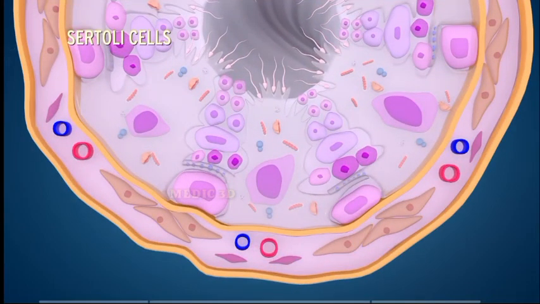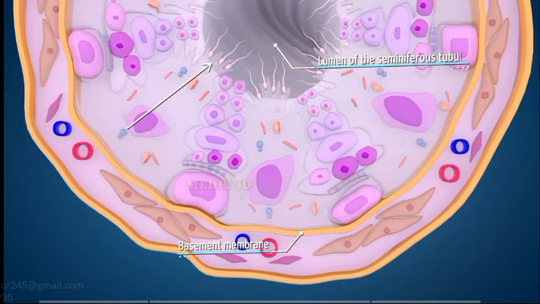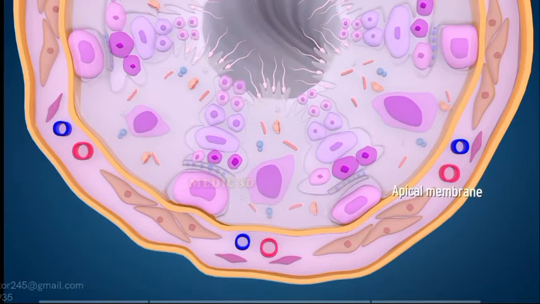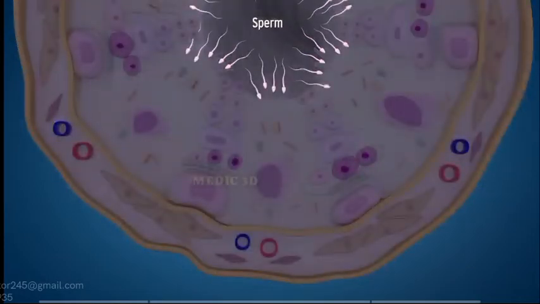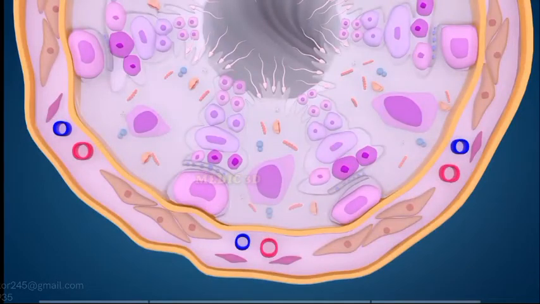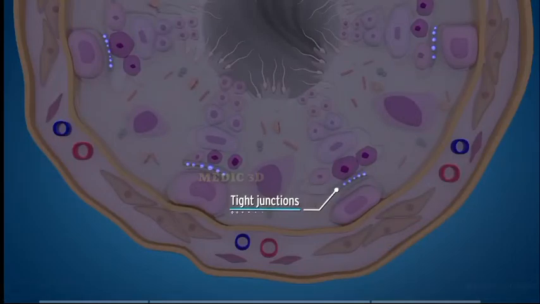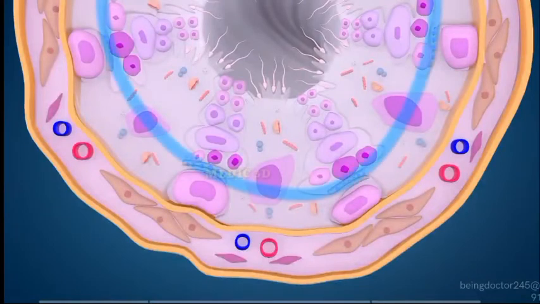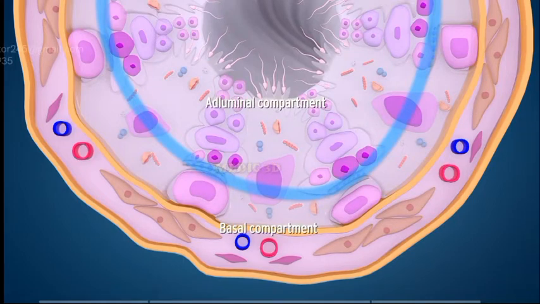Sertoli cells. Sertoli cells form the major mass of the seminiferous tubule. The cells are large, irregular shaped, and extend from the basement membrane to the lumen of the seminiferous tubule. The apical membrane has sperms attached to them. Sertoli cells are attached to each other by tight junctions present at their bases. The tight junctions separate the seminiferous tubule into 2 compartments, the basal and the adluminal compartment.